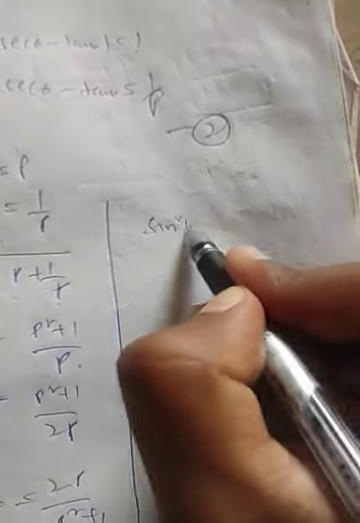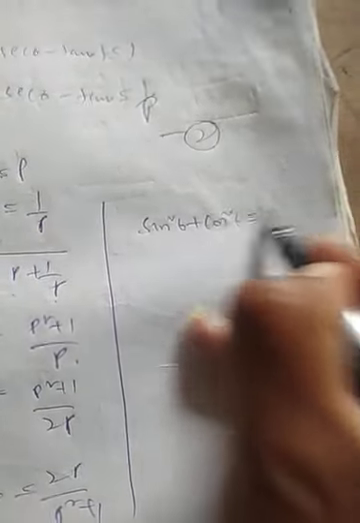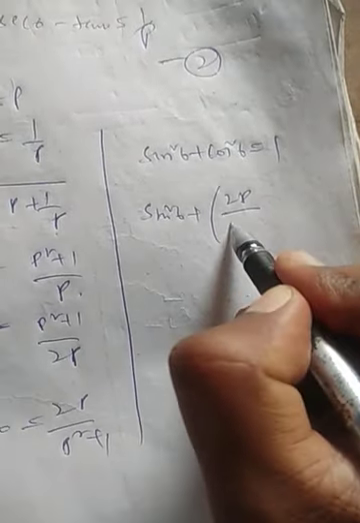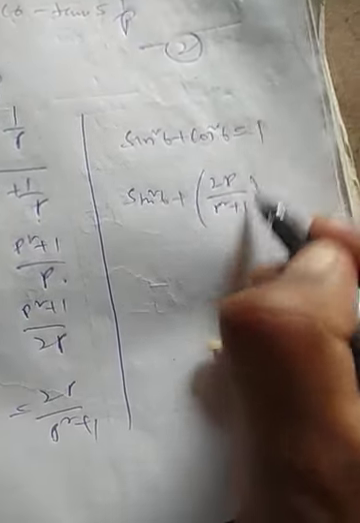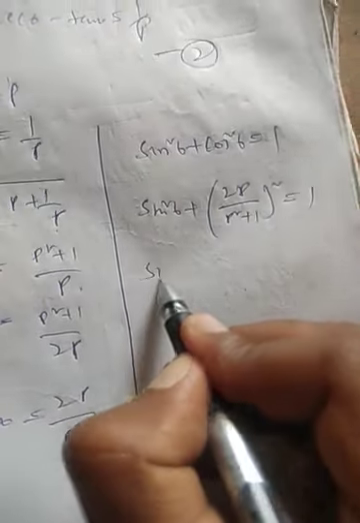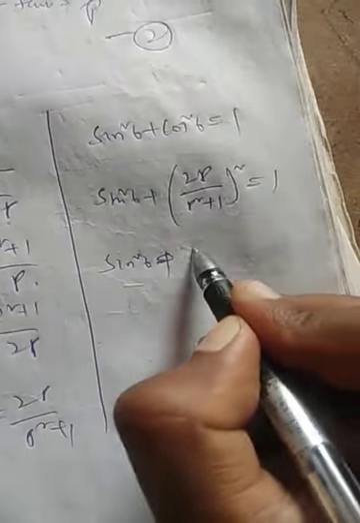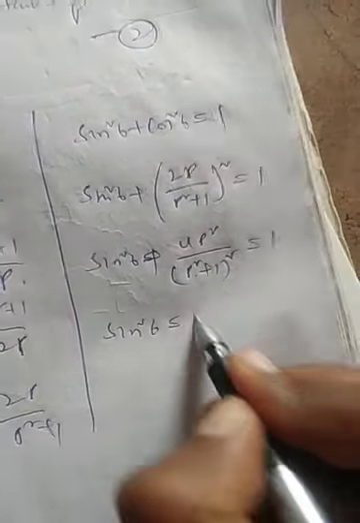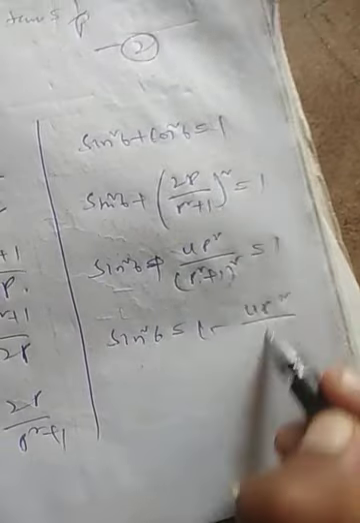If you want sin theta, how can I make use of it? Sin square theta plus cos square theta is equal to 1. Otherwise I can find that. So sin square theta plus cos square theta, where cos theta is 2p by p square plus 1, whole square, is equal to 1. Sin square theta plus 4p square by p square plus 1 whole square is equal to 1. Sin square theta is equal to 1 minus 4p square by p square plus 1 whole square.